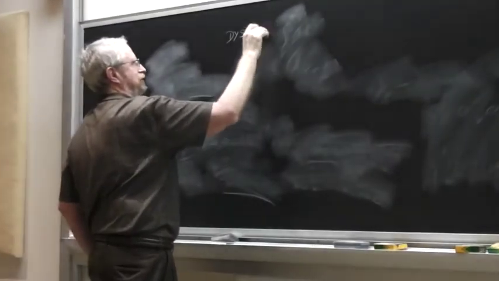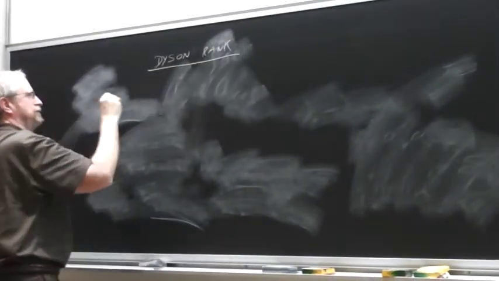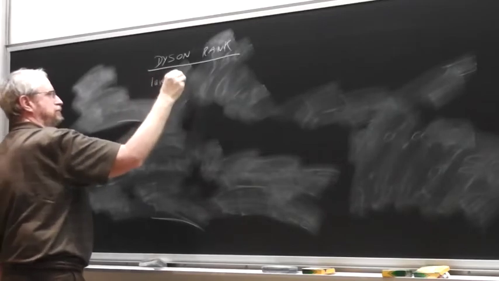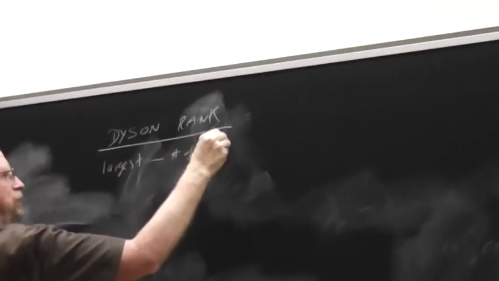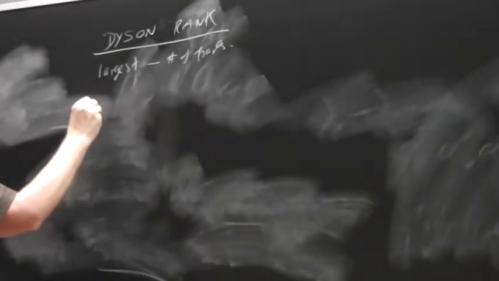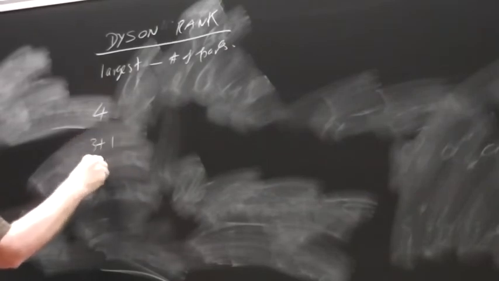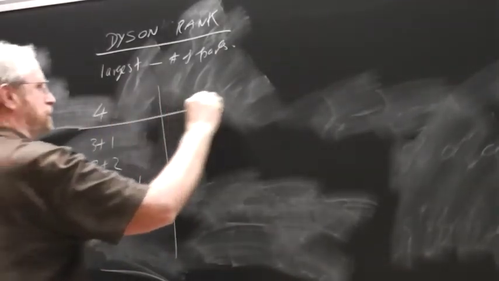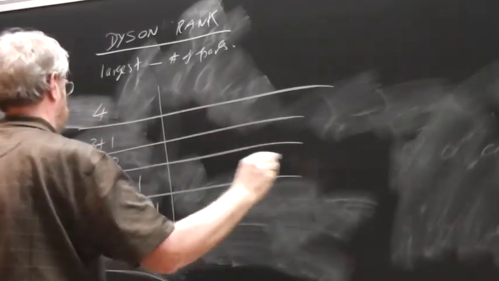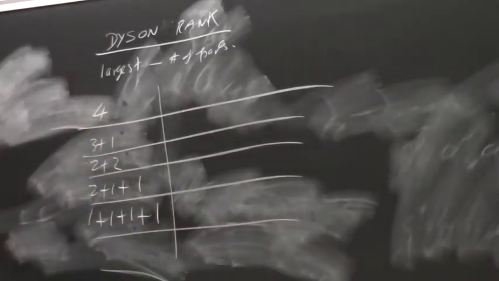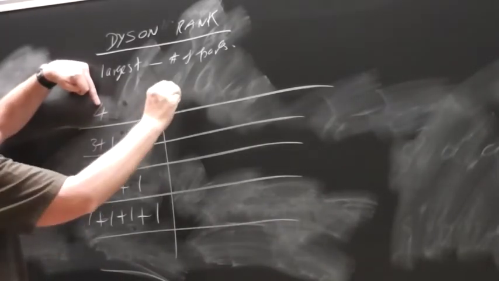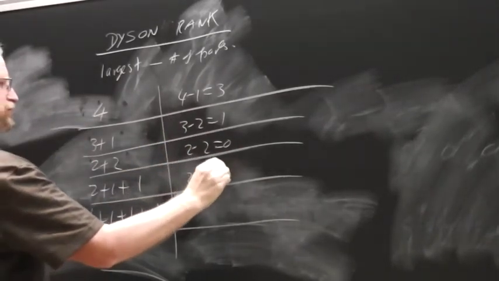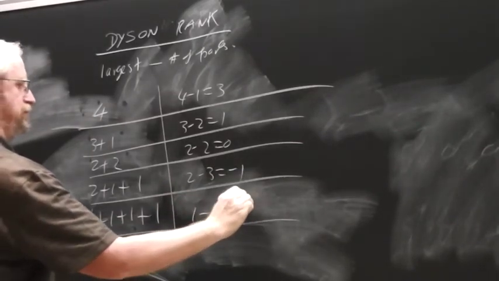So we're going to talk about the Dyson rank function today. This is the largest part minus the number of parts. If I look at the partitions of 4, I have 4, 3 plus 1, 2 plus 2, 2 plus 1 plus 1, 1 plus 1 plus 1 plus 1, and I look at the rank of each one. So this is 4 minus 1 is 3, 3 minus 2 is 1, 2 minus 2 is 0, 2 minus 3 is minus 1, 1 minus 4 is minus 3.